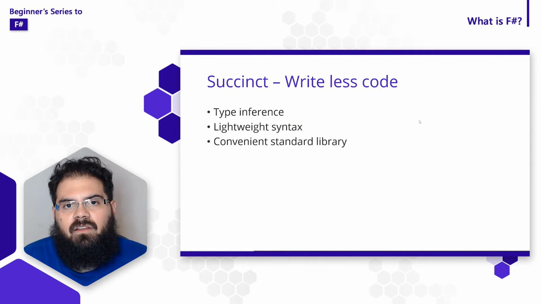Succinct. In F#, you can use features like type inference, which is when the compiler analyzes your code, and based on the values inside of your application, it's able to automatically generalize or infer the data types that you're working with without you having to explicitly define the types. When you pair that with its lightweight syntax and a convenient standard library, you usually end up writing less code. Less code sometimes translates into less development time, and it could also mean code that's easier to read and debug.